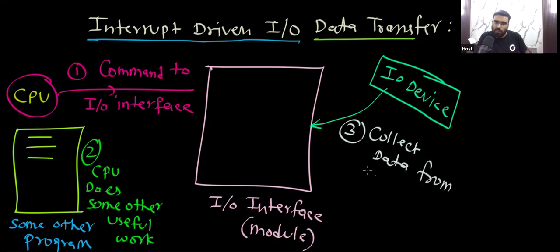Collect data from the IO device. Okay, and where will it store it? Where will it put it? This data that is coming from the IO device, where will it put it?